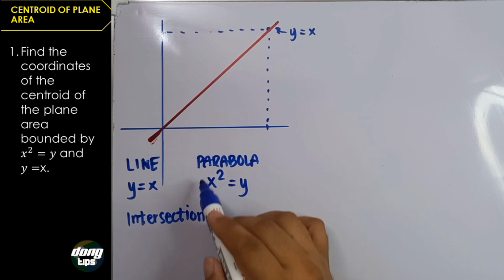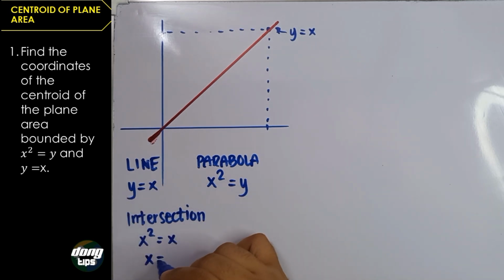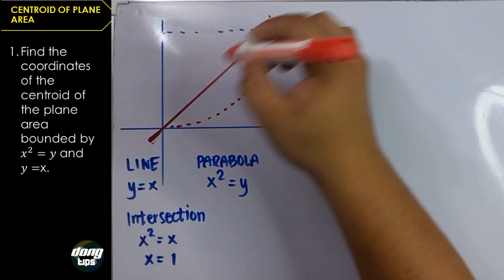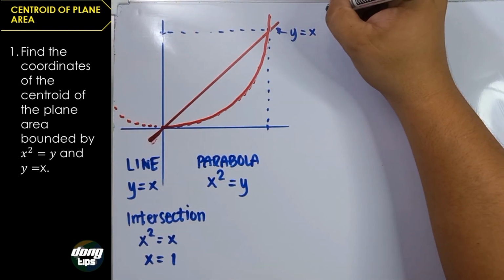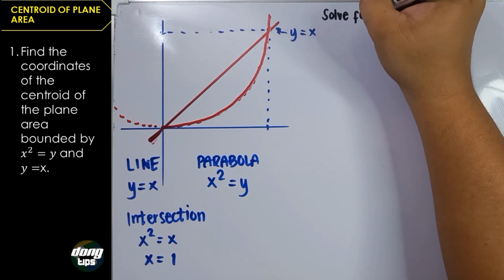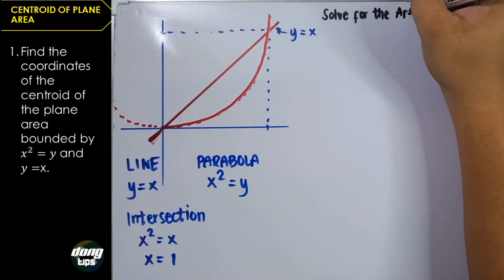Start with the line, slope is equal to 1, then locate where they intersect. Refer to the equation of the parabola, vertex is at the origin and opens upward. Now, solve the area bounded by the line and the curve. Let's just use a vertical strip.